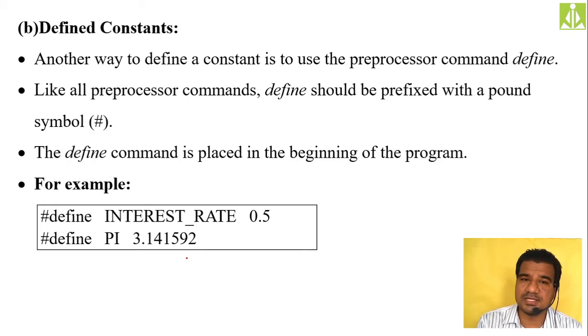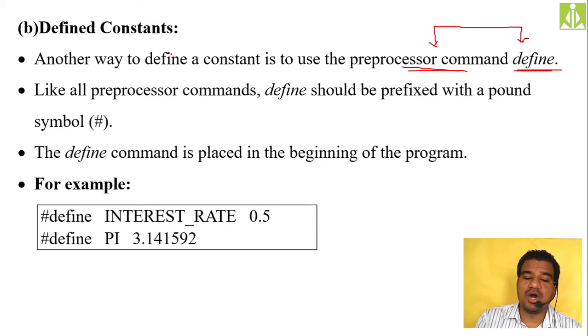So the second one is defined constants. It is another way of coding constants in C language. Defined constants are coded using a preprocessor command like define. We use a special command in order to code the defined constants, and that keyword is define only. We call it a preprocessor command. What is this define over here? It is a preprocessor command.